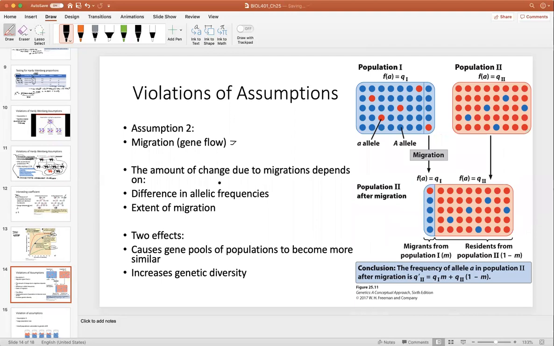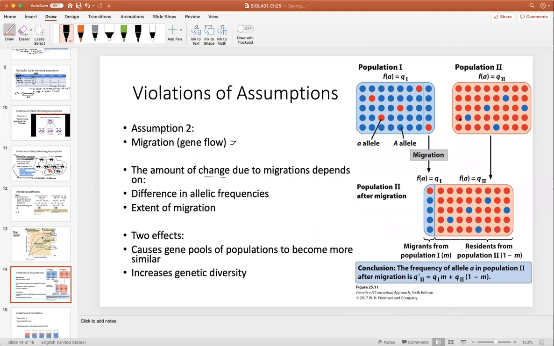And the amount of genetic change due to migration depends on the difference in the allelic frequencies and the extent of migration. So if we look, for example, at population 1 here and population 2 here, we can see that the little a allele is present in 1, 2, 3, 4, 5 out of the whole.